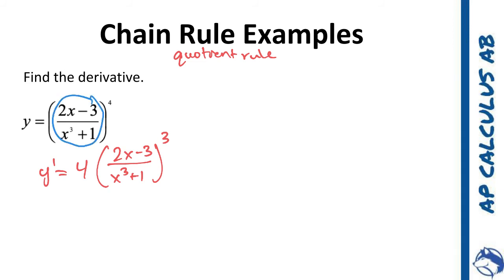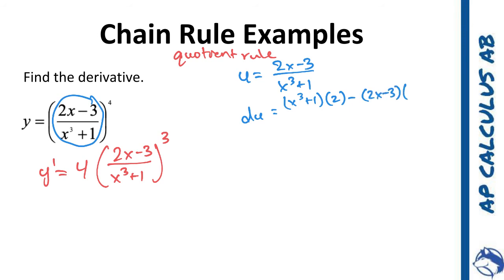And so the inside, this is my baby here, so if I had u is equal to 2x minus 3 over x cubed plus 1, I need to find du. Well, this is the same as saying it's low d high, which is 2, minus high d low, which ends up being 3x squared. And this is all over that x cubed plus 1, that quantity squared.